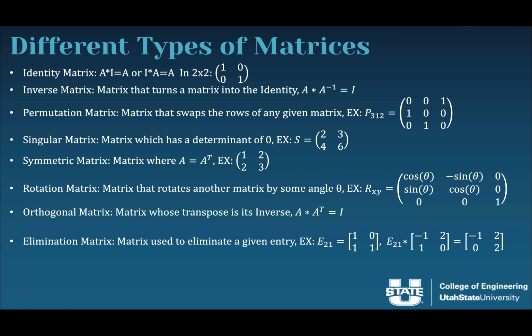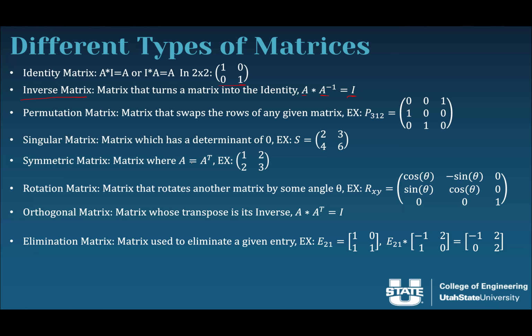So the identity matrix, right? This is just our diagonal of ones. This is essentially like multiplying by 1. And the identity is used for solving systems of equations, but it also just pops up everywhere. The inverse matrix is the matrix that when you multiply it by the original matrix, it'll give you the identity, right? So it just undoes what a matrix does, okay?